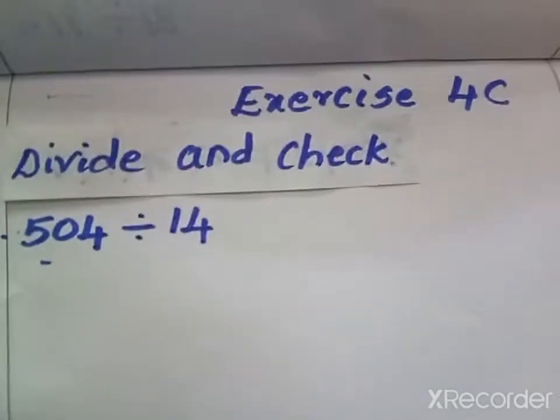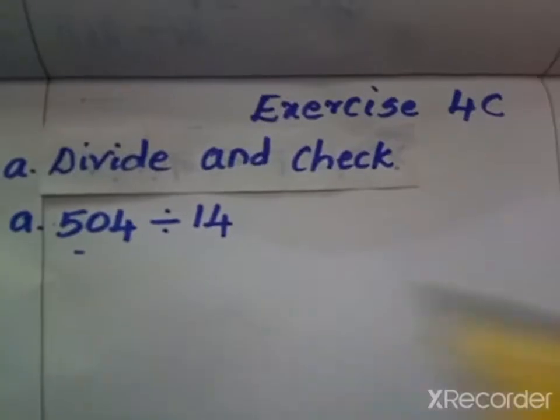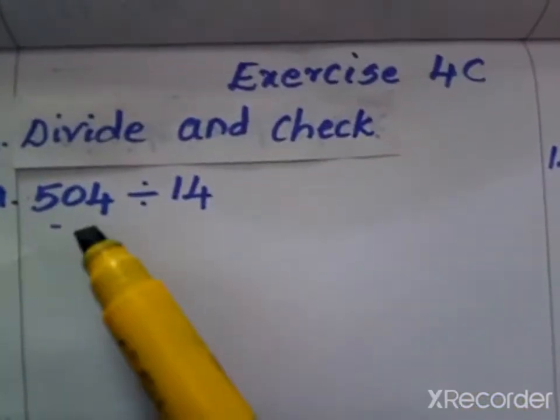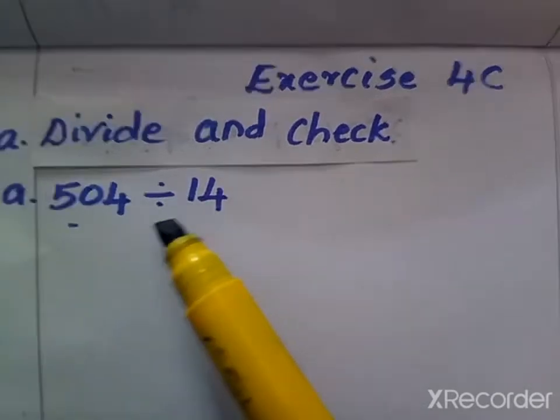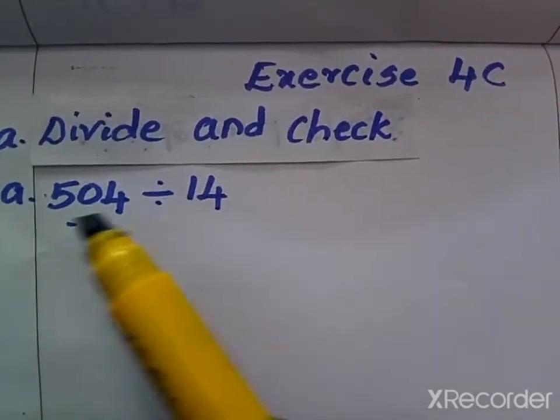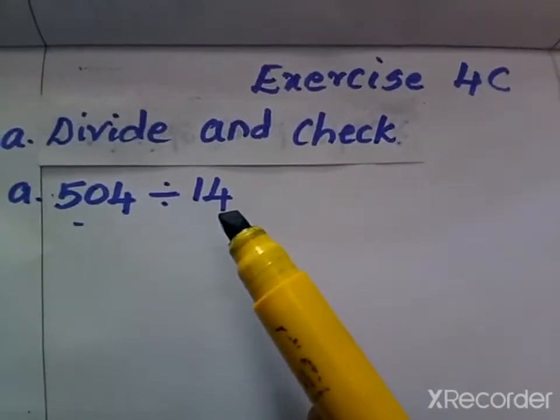Hi children, in this video we are going to discuss exercise 4C. So that is divide and check. So look at the first one, 504 divided by 14. Here this is your division symbol. 504 is your dividend and 14 is your divisor.